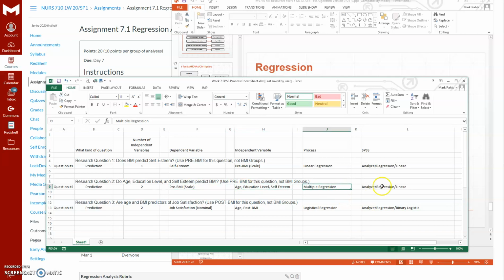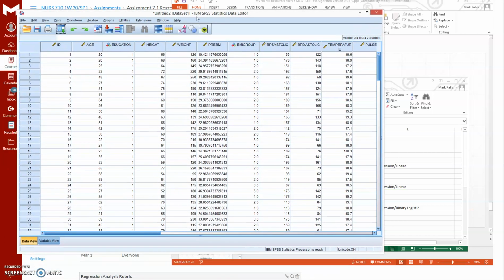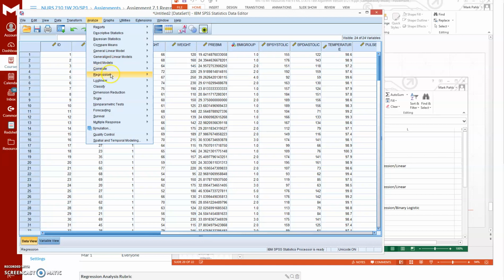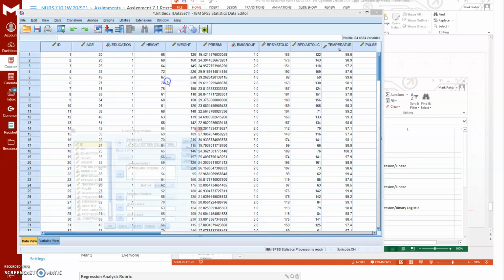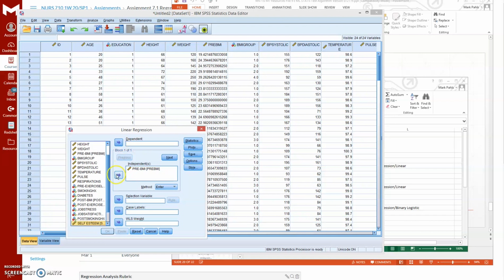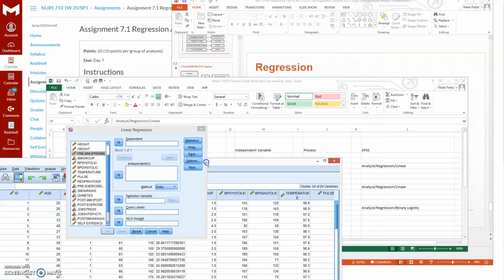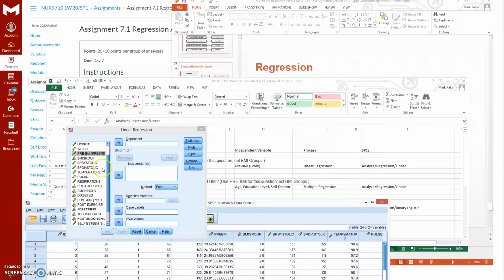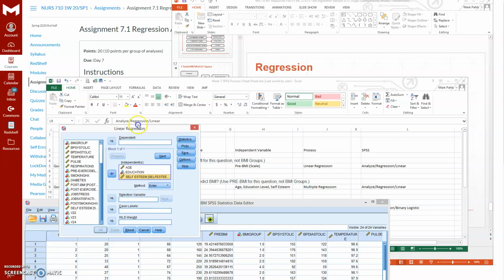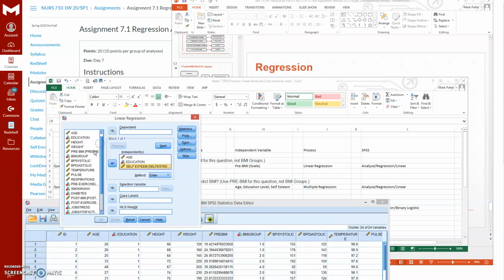We're going to run a multiple regression, and we use the same type of process as what we did with the linear. We go analyze, regression, linear. We can get rid of the stuff that we just put in. Now we want age, education, and self-esteem to predict pre-BMI. So the pre-BMI is going to go right up here.